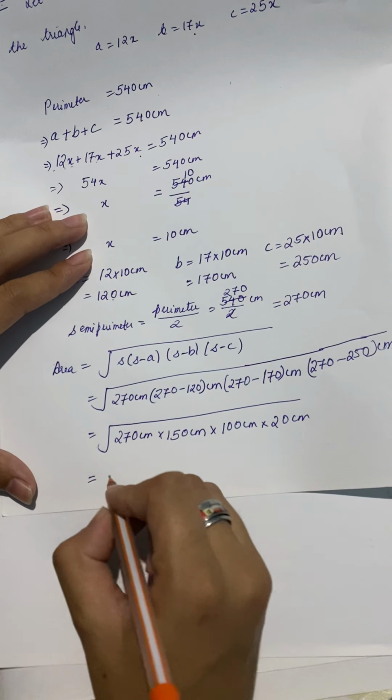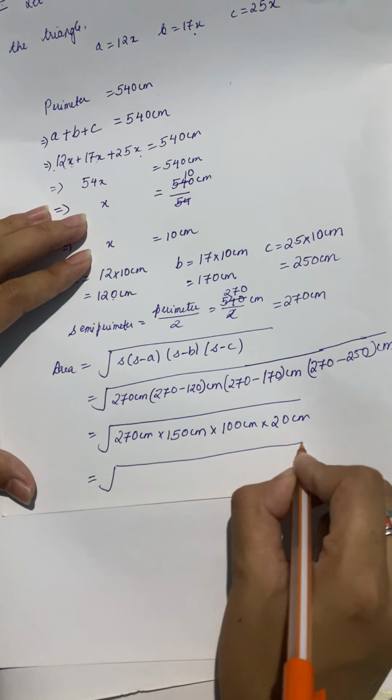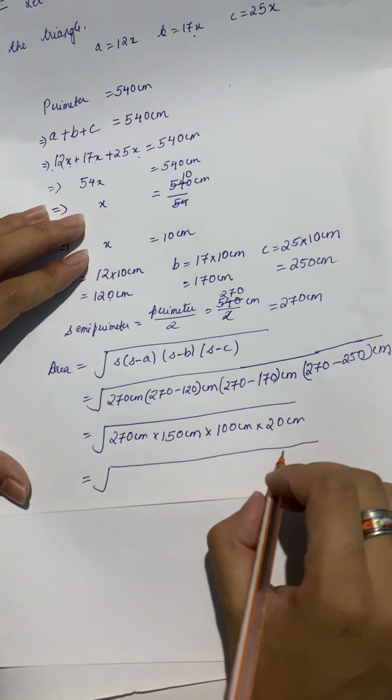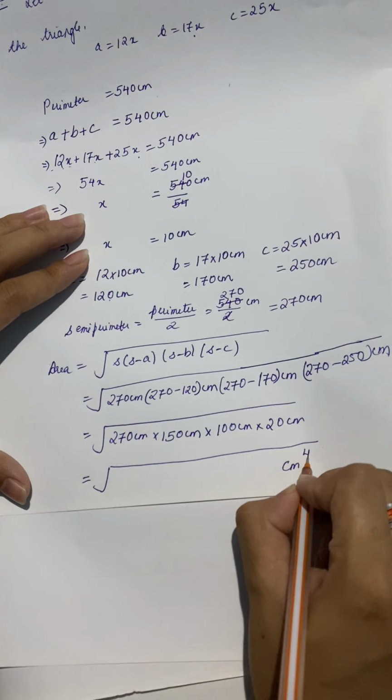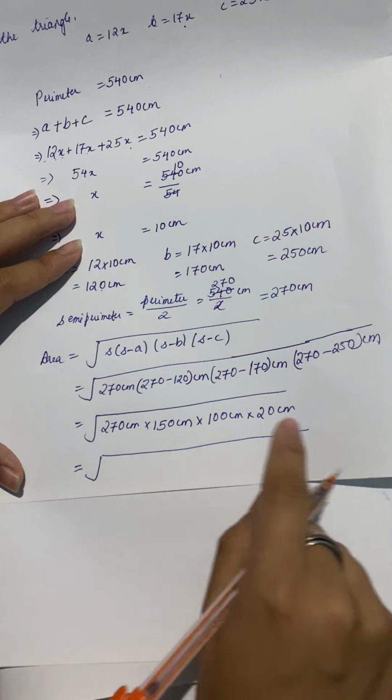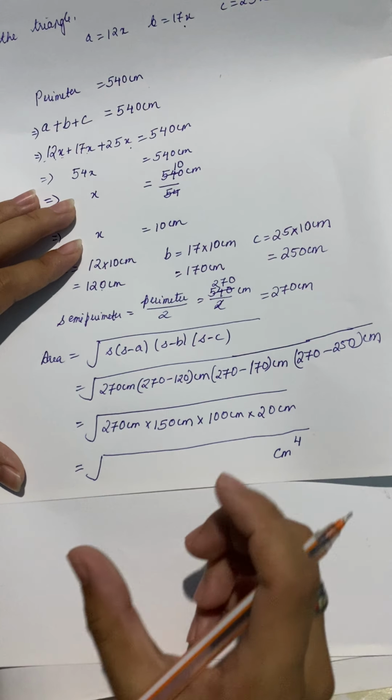Okay, so here what I'll do is I can take up all the centimeters to one side, and this becomes centimeter to the power 4. Clear, because there are centimeters here. Okay, now let's try to group them together.